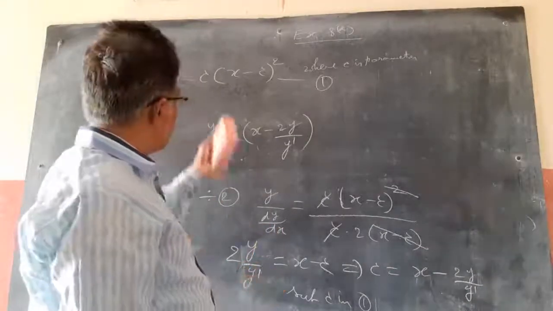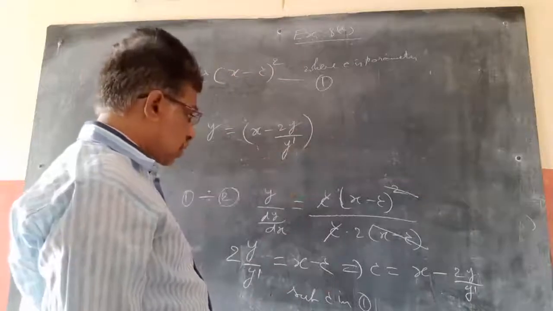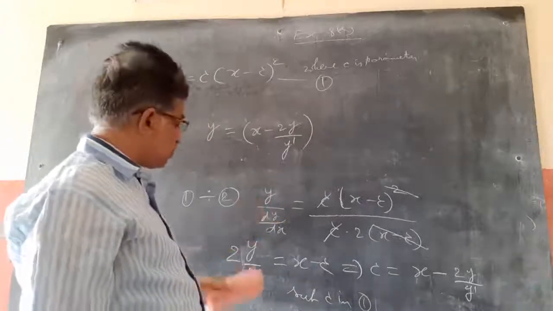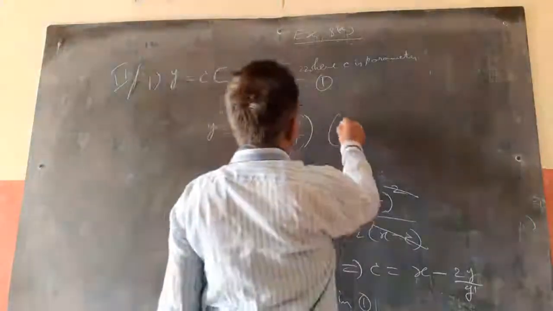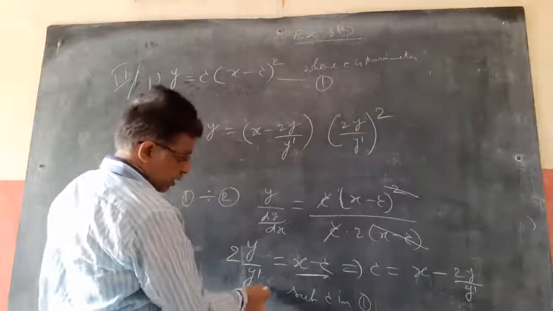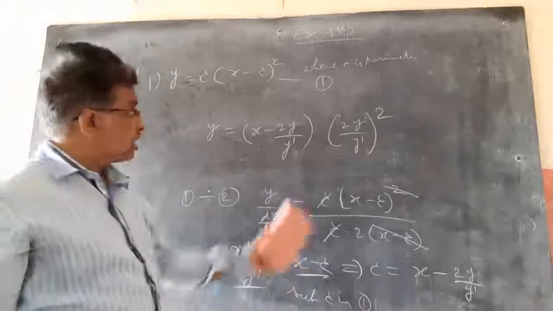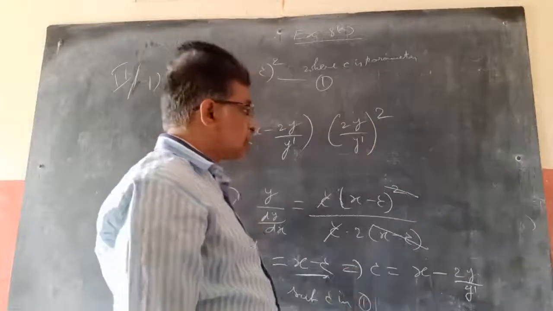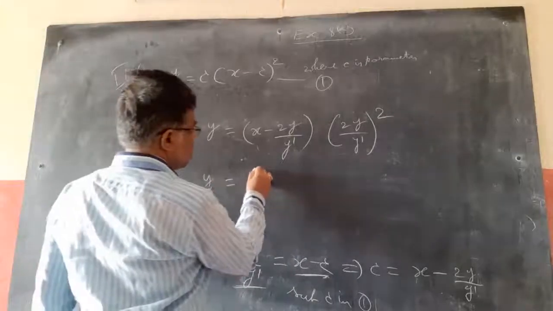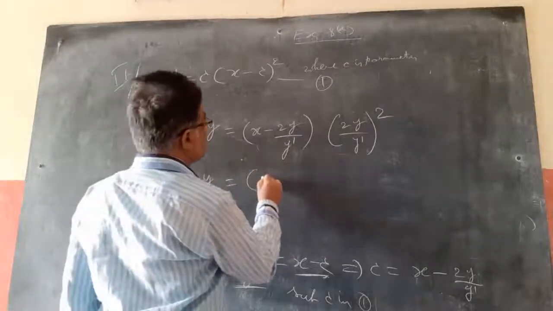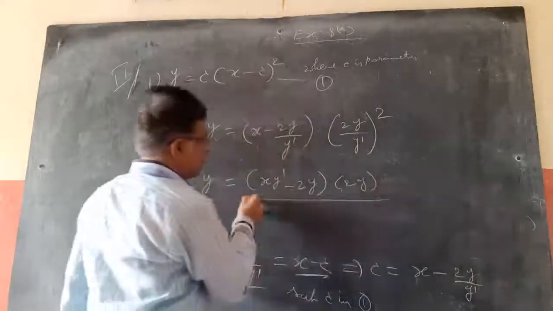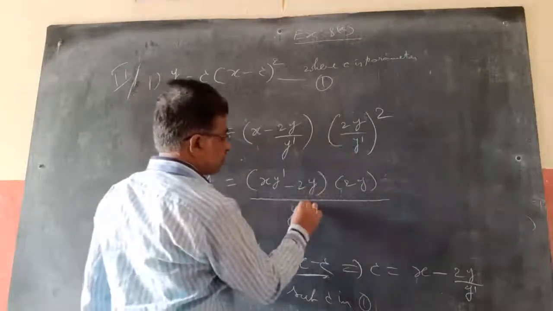Next, what more do we have? This is x minus c whole square. How can I write x minus c whole square? From here, x minus c equals 2y by y dash, so x minus c whole square means 2y by y dash whole square. So by simplifying this, what do I get? y equal to, if I take y dash as LCM, x y dash minus 2y into 2y by y dash into y dash square becomes y dash 2.